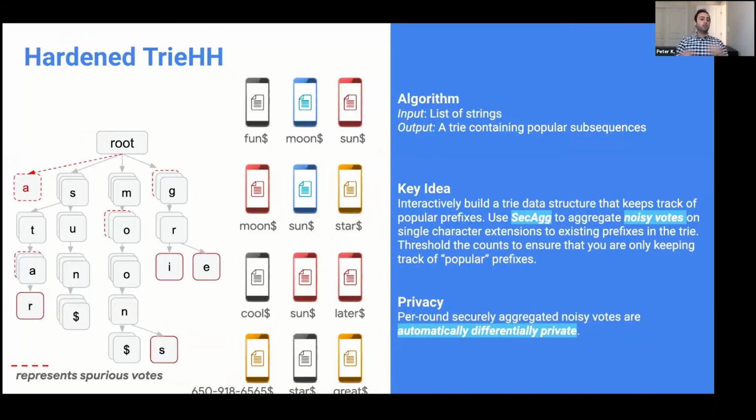So this is what we're going to call Hardened TrieHH. The previous algorithm that I described is TrieHH. This version of TrieHH is the hardened version. And the reason why it's hardened, to address the two issues on the previous slide, is because we're going to ask users to introduce randomness into the process. Meaning that when they are asked to vote on the tree of prefixes, sometimes, occasionally, they will send a character extension even if they don't have it. You can see those red arrows and red characters that have been added to the tree on the left-hand side of this slide.